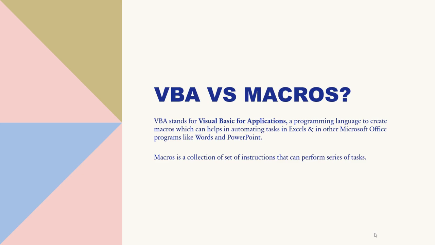So VBA stands for Visual Basic for Applications, a programming language to create macros which can help us in automating tasks in Excel and other Microsoft Office applications. And a macro is a collection of a set of instructions that can perform a series of tasks. So VBA is a programming language with which you create a macro, and macros are the set of instructions that can perform a task.